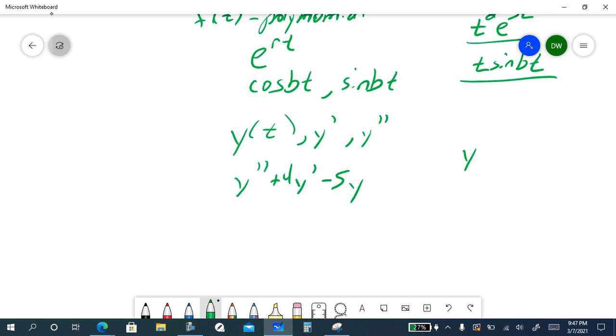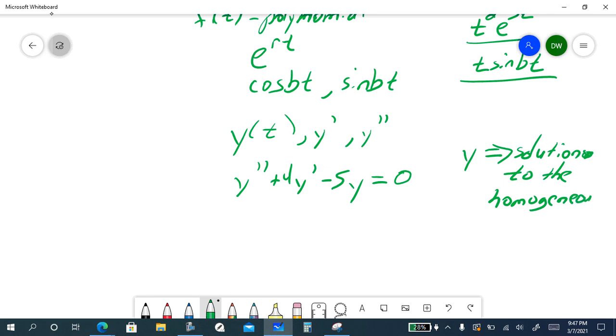if the function that I pick to be y turns out to, when I take the second derivative, first derivative, and combine them linearly, give me 0, then that means y is a solution to the homogeneous equation. It's the solution to the homogeneous. So if it's a solution to the homogeneous, then 0 can't equal something else. So we have to be careful in those situations, and we'll look at some examples of that.